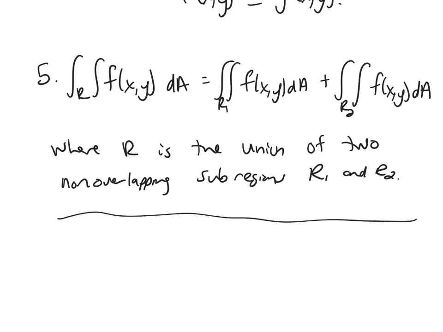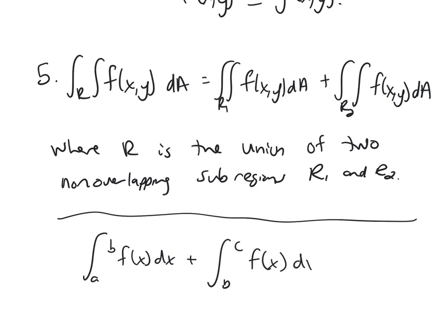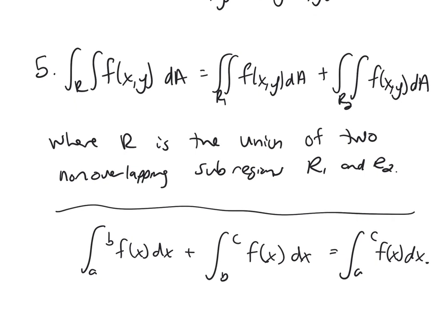So this last property is kind of the analog of the version for a single integral where you had the integral from a to b plus the integral from b to c is equal to the integral from a to c. But now we're not working with just intervals, we're working with regions, and so you just break your region R into two subregions, and you require that those two subregions don't overlap.